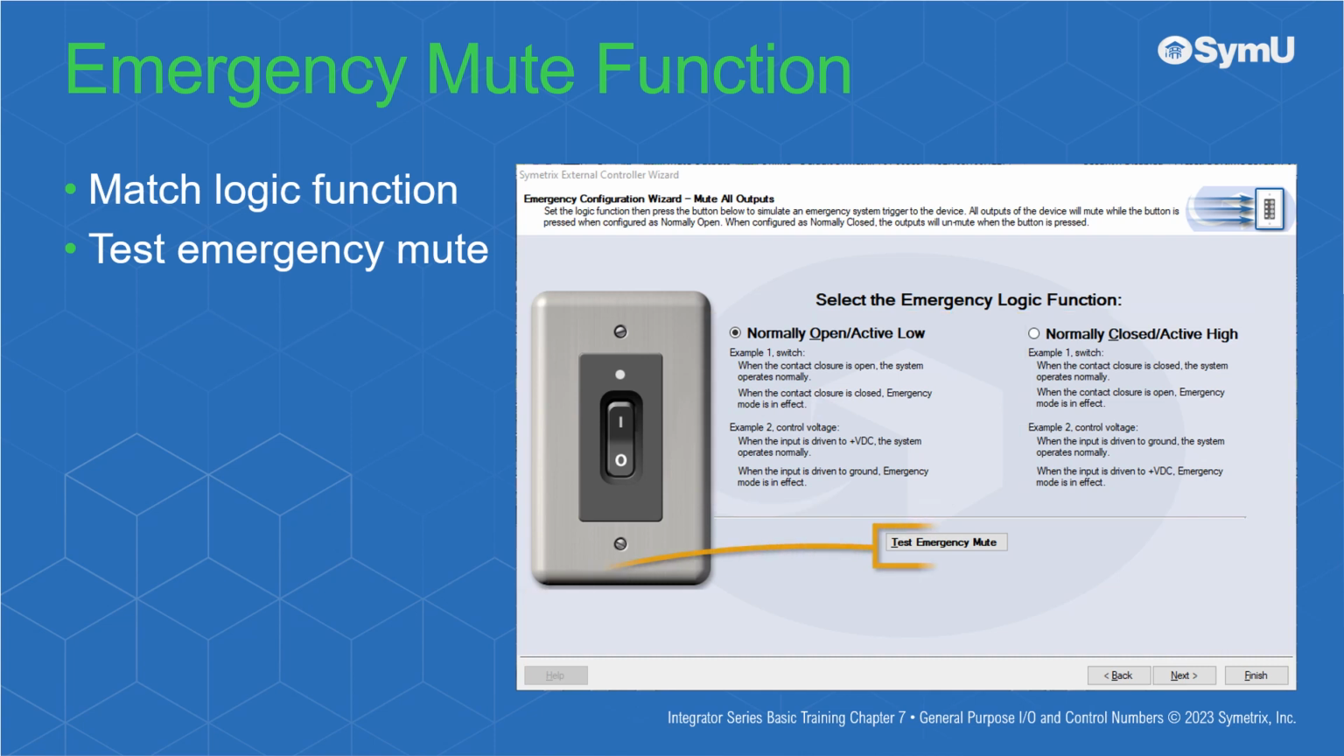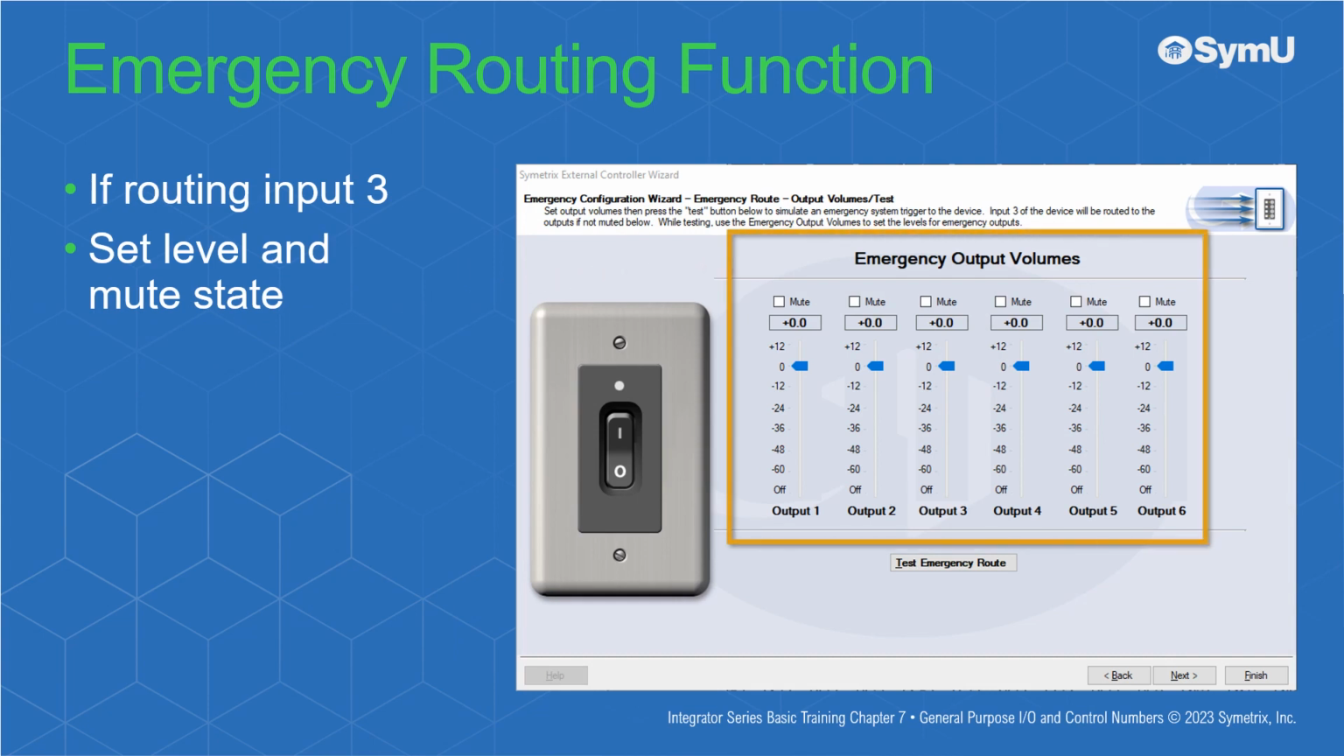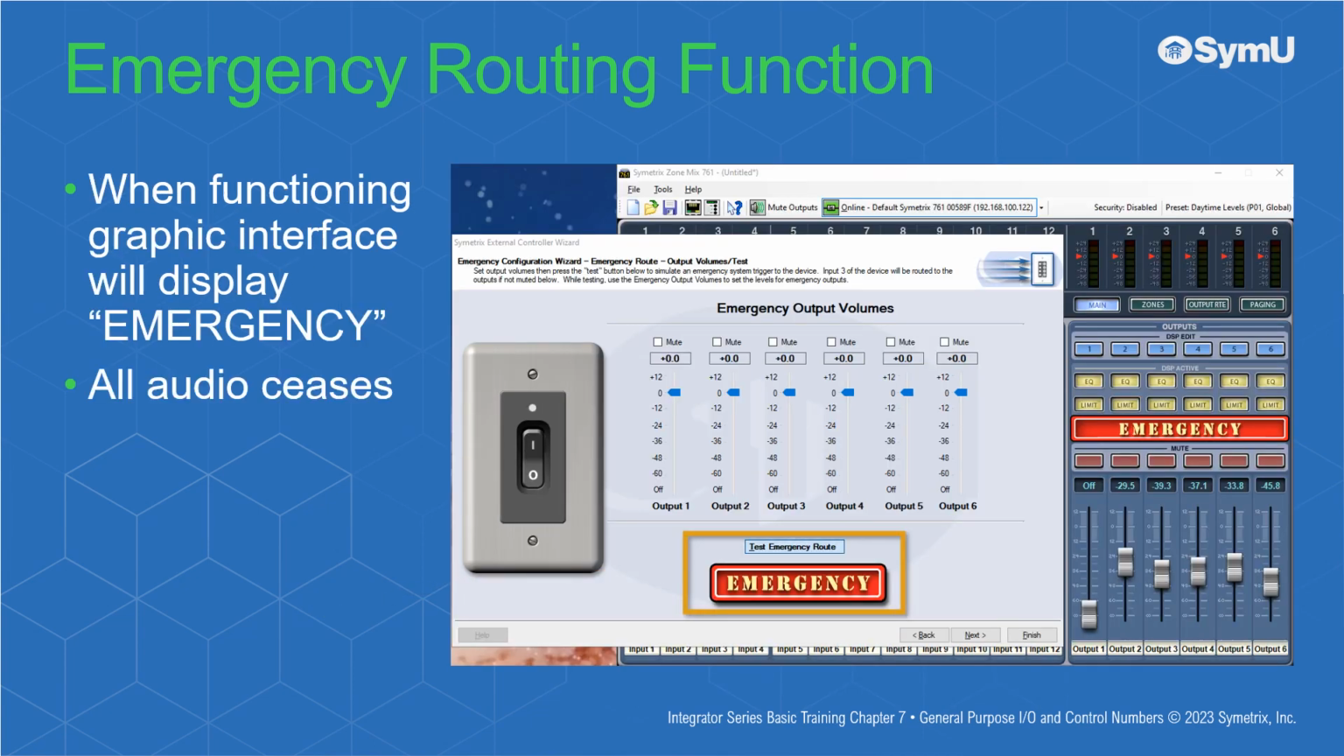In addition, the emergency mute option has a test feature if you are online with your DSP. When functioning, the GUI will display emergency in red and all audio ceases. If input 3 is being routed as part of the emergency notification signal path, set its level and the mute state for each output. When functioning, the GUI will display emergency in red and all audio ceases.